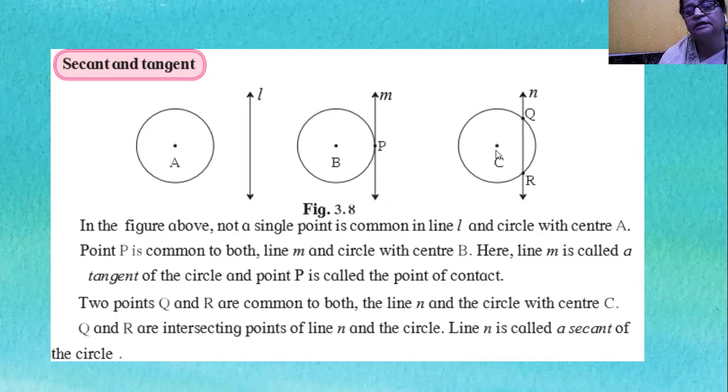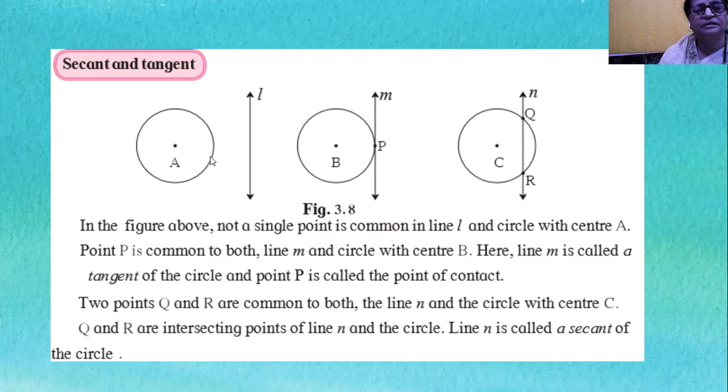In this next figure, see the center of this circle, and N is a line. Here, two points are common to both this line N and circle C. Q point and R point are common to the circle as well as to line N. So this type of line, line N, is called a secant of a circle.